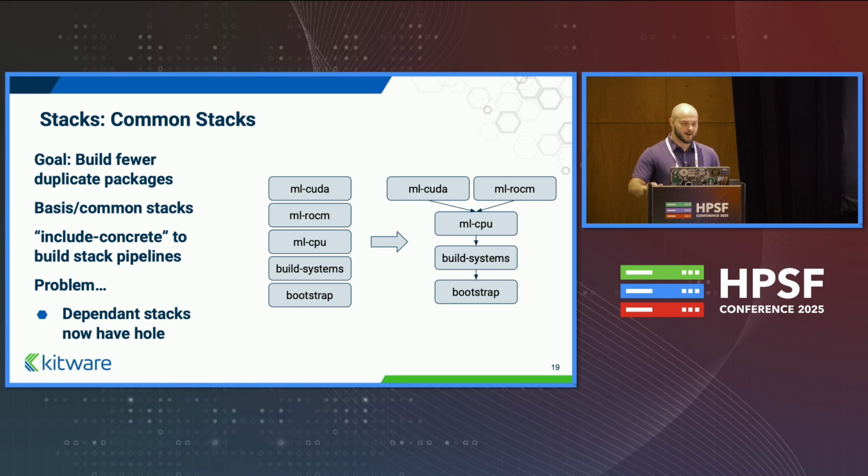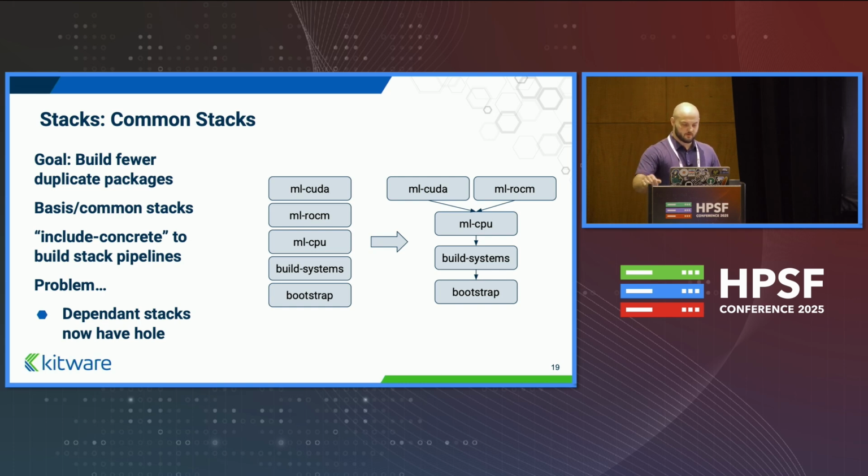So we introduce common stacks, enabled by a very cool feature called include concrete, where you can include a concrete environment and get reuse from those specs. And this allows us to go from this flat structure to this sort of DAG structure of stacks, where each includes the previous, we run them, and they only build the things that are unique to them.